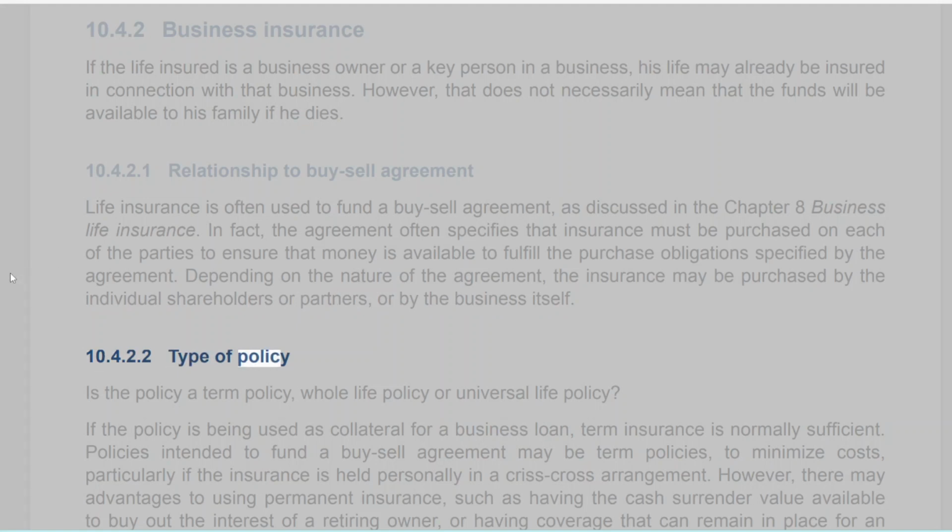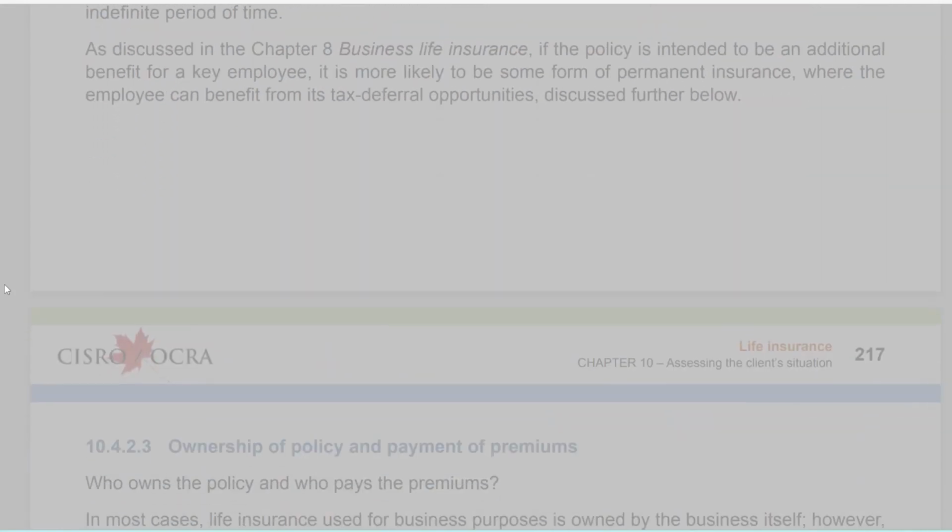10.4.2.2 Type of policy. Is the policy a term policy, whole life policy, or universal life policy? If the policy is being used as collateral for a business loan, term insurance is normally sufficient. Policies intended to fund a buy-sell agreement may be term policies, to minimize costs, particularly if the insurance is held personally in a crisscross arrangement. However, there may be advantages to using permanent insurance, such as having the cash surrender value available to buy out the interest of a retiring owner, or having coverage that can remain in place for an indefinite period of time.